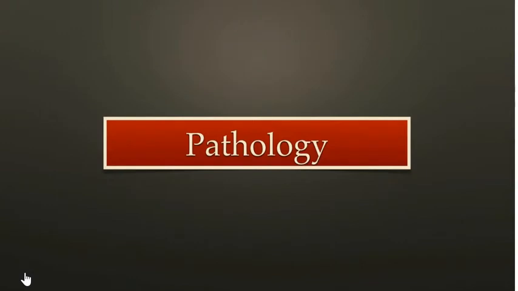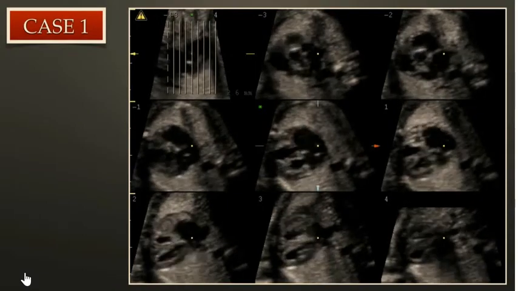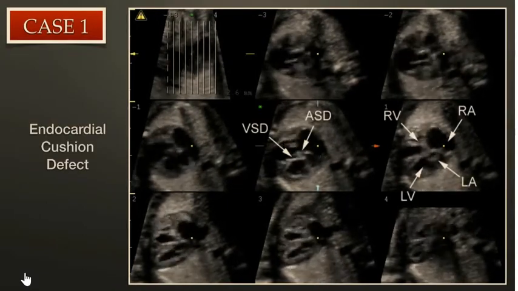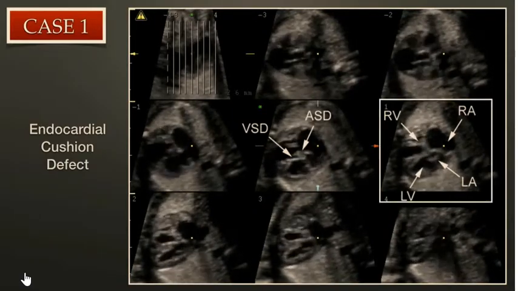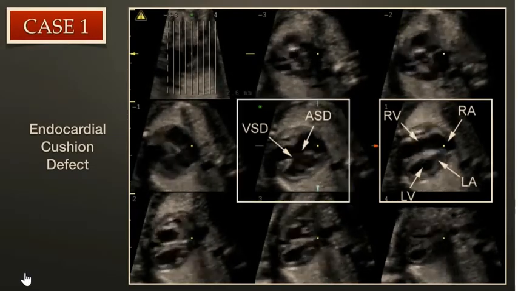This evaluates some cases of pathology using tomographic imaging. Case 1. What is wrong with this clip? One clip of the 4-chamber view appears to be normal. And the next level shows the endocardial cushion defect.